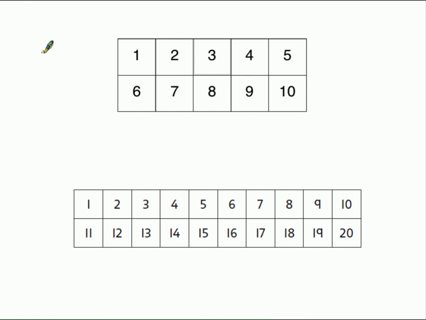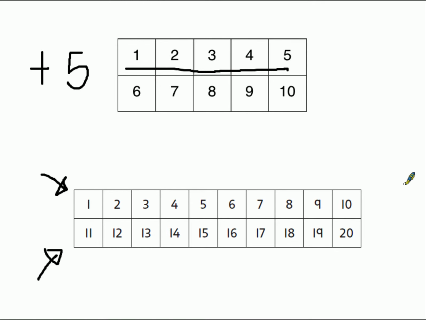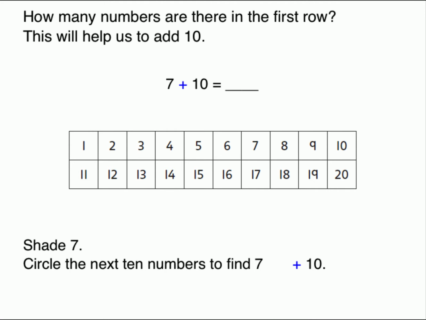So if this helps us to figure out what plus 5 is, because there's 5 numbers in the row, what do you think this is going to help us figure out? How many numbers are in the first row? This is going to help us find out what the answers are to plus 10. Plus 10 is really easy. You should see the patterns anyway.